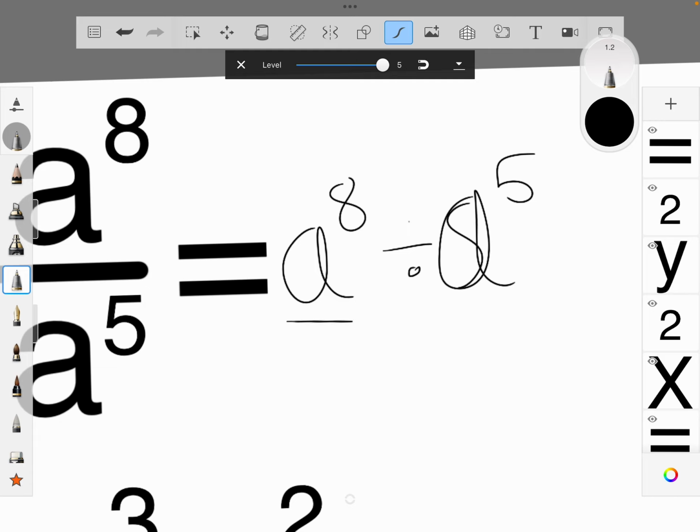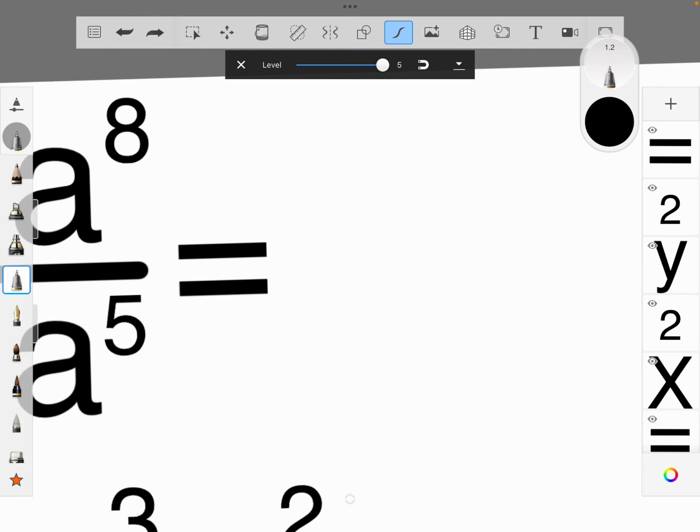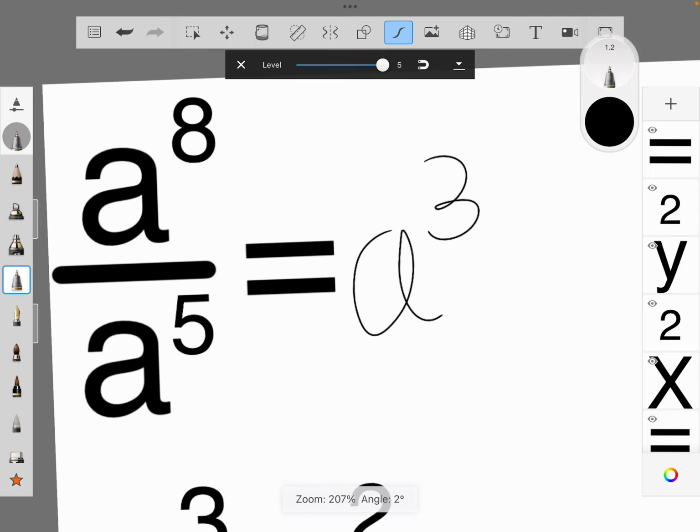But because a and a are both the same variable, we can assume that they both equal the same amount. So whenever that happens, we can just solve this math problem by doing a to the power of 8 minus 5, which in turn equals a to the power of 3. So just to review, if two numbers have the same base but different exponents, you can just subtract the exponents when dividing.